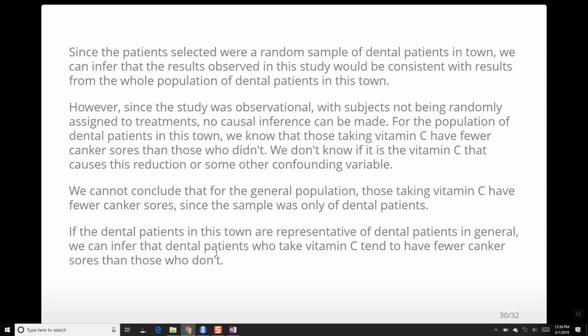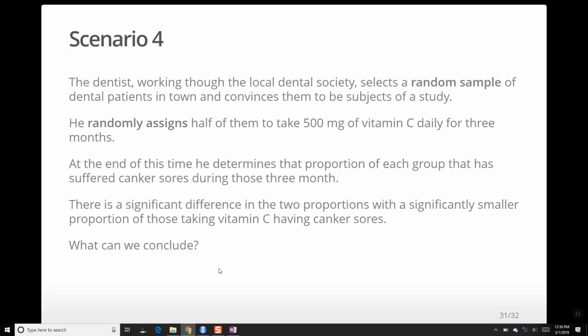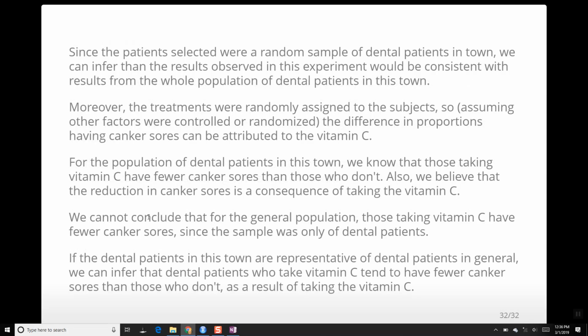But we can kind of infer that those who take vitamin C will have fewer canker sores than those who don't, okay? All right, and then the last one, if we both get a random sample and we have random assignment, then we can do everything, right? We can generalize to the general population, and we can make a cause and effect conclusion.